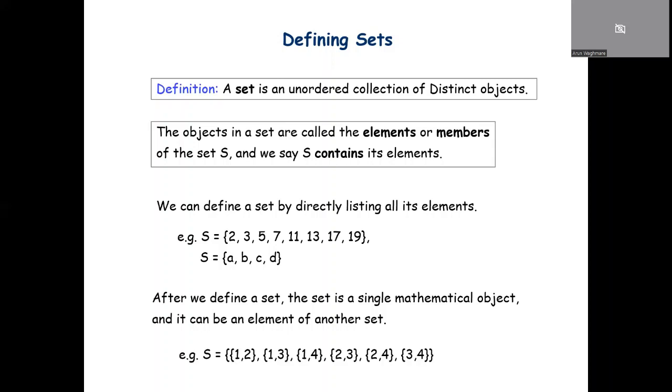Second, a set is a single mathematical object and it can be an element of another set. So, for example, like this S is equal to a set containing sets. So, this is also one kind of a set.